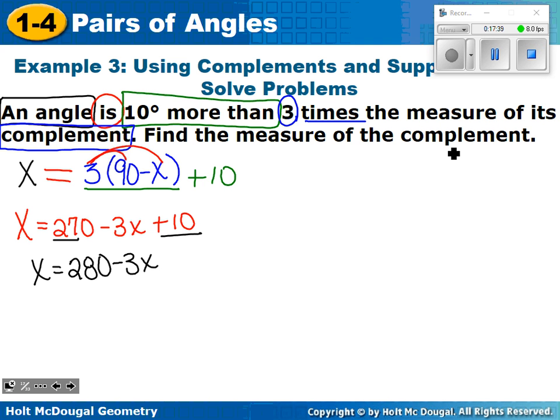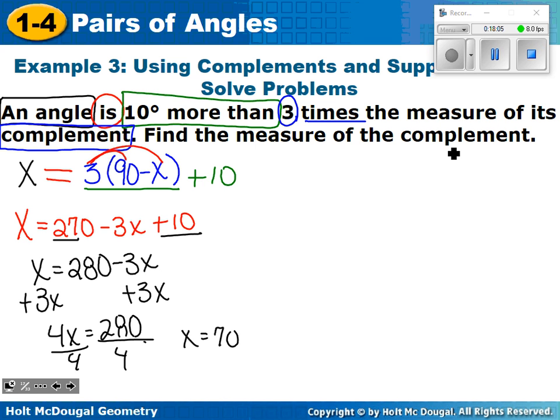Now what do we want to do? Good. Get our x's on one side together. So the opposite of subtraction is addition. Add 3x. And what do we have? 4x equals 280. And now what? Divide by 4. Very good. And so what is x going to equal? Oops. How about divide by 4, not x? Very good. X is going to equal 70.